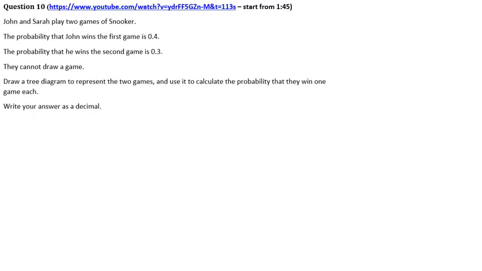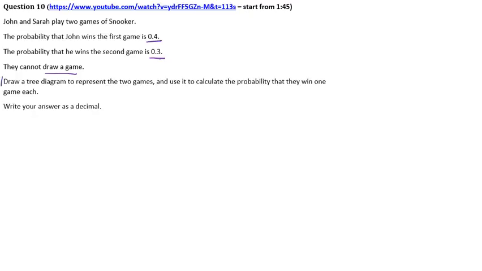So John and Sarah play 2 games of snooker. We've got the probability that John wins the first one and the probability he wins the second one. And these are independent of each other. They cannot draw a game, so it's just a win or a loss.